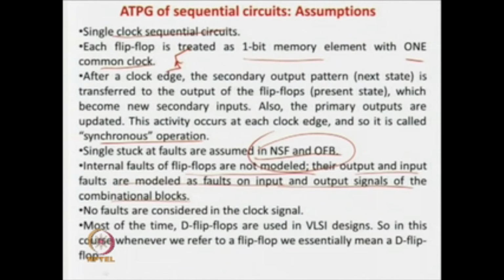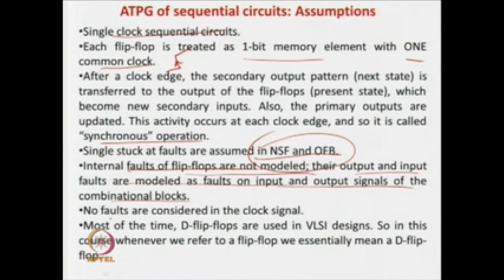People have found out experimentally that even if you forget the internal faults of a flip flop, your assurance that if you cover the stuck-at faults there is no real defect, the correlation between the stuck-at faults and the defects, is still very high. So that is why we can assume that faults are only at the NSA block and output block, and we can forget about internal faults of the flip flops.